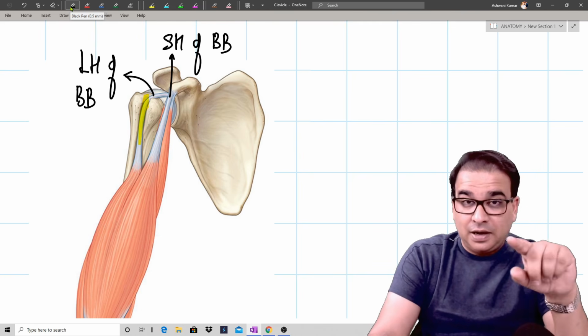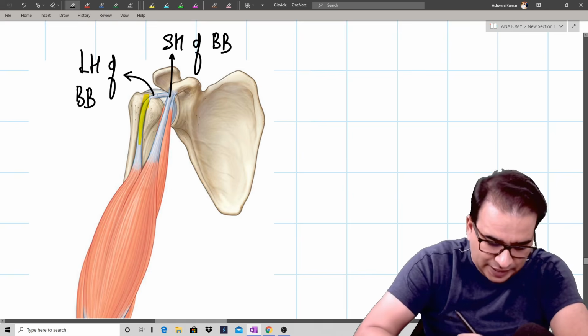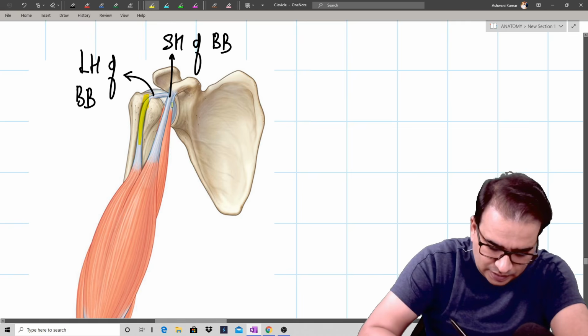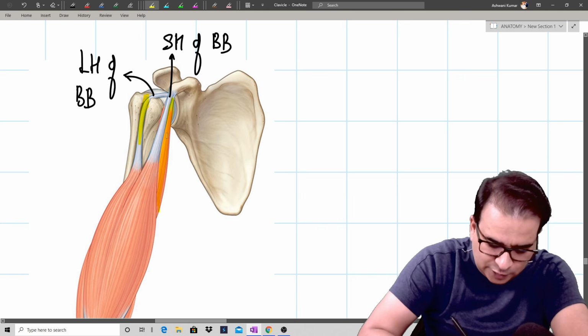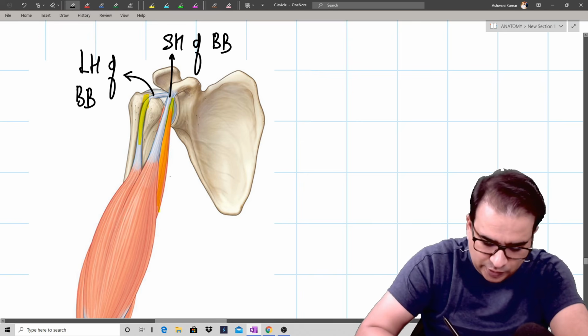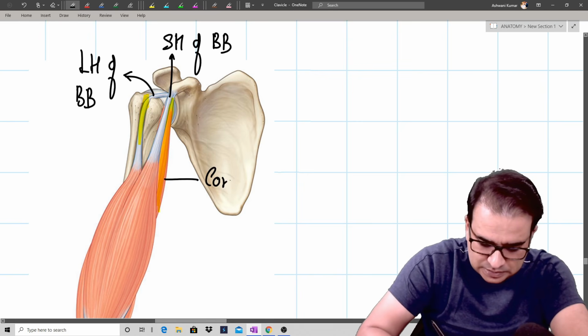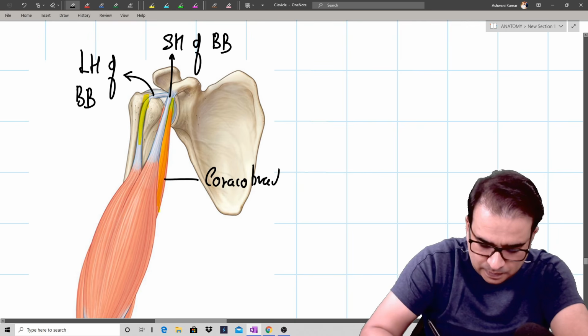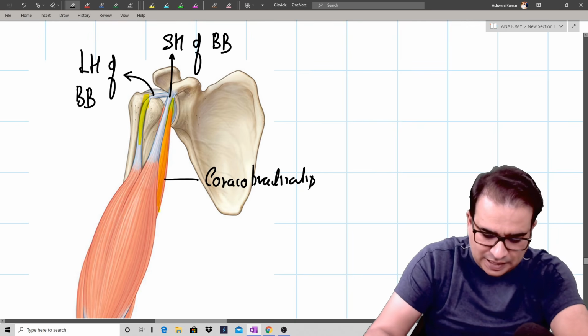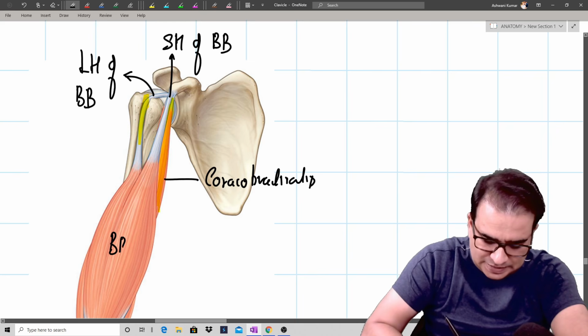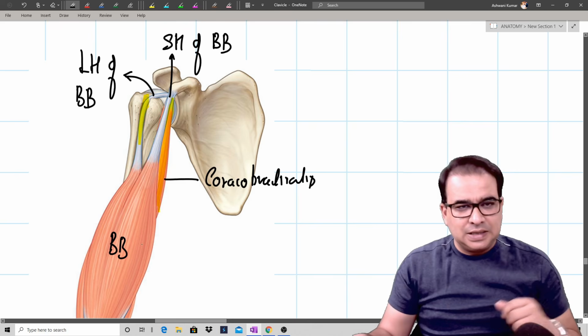And deep to the short head, now look at this, that's important. Deep to the short head, can you appreciate another muscle there? Let me just highlight that muscle here. There's another muscle which is inserted to the medial side of the shaft of humerus. This is the coracobrachialis. That's coracobrachialis. This, needless to say, is biceps brachii muscle, and that is coracobrachialis.